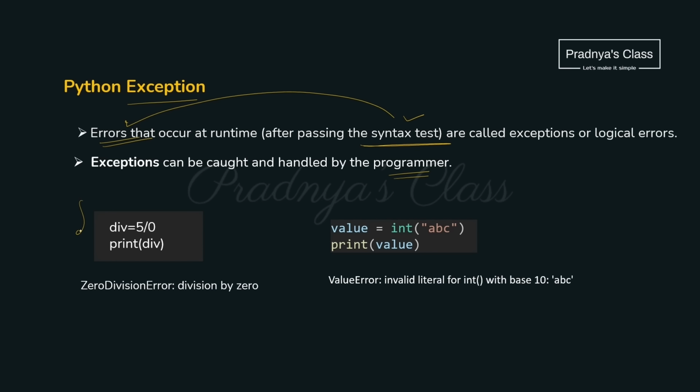Look at this example. Syntax is perfectly fine. But in this case, we are trying to divide 5 by 0. It is not allowed. You will get exception. The name of the exception is zero division error. Then what's the problem with this code? We are passing string to integer function. We know ABC string cannot be converted to integer. That's why we are getting value error. Because this parameter is wrong for this function.